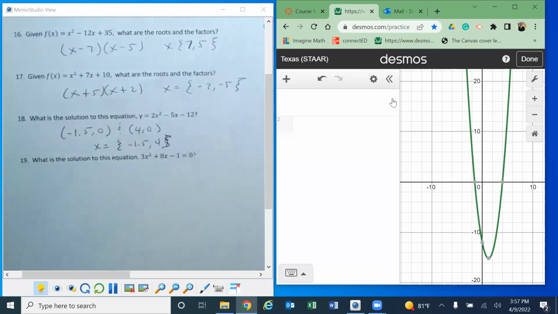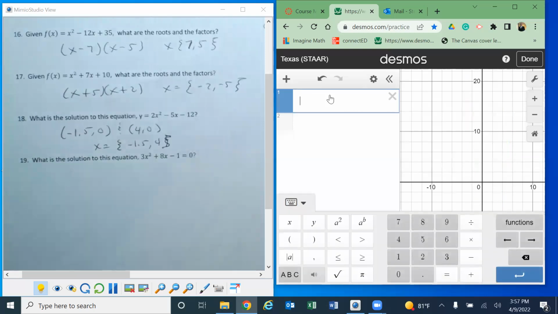All right, so I'm going to get rid of this one, and I'm going to type in my next answer. So the other one, remember this says =0. There's no y, so I'm going to put a y anyway. Y equals. I'm not going to put =0. I'm just going to put y equals. So we hit 3x squared.